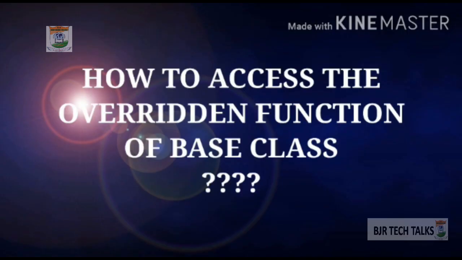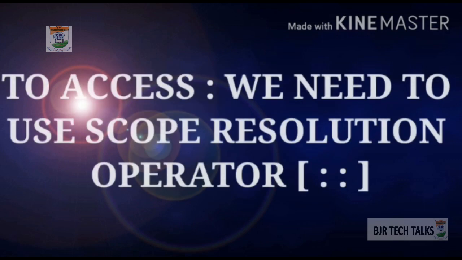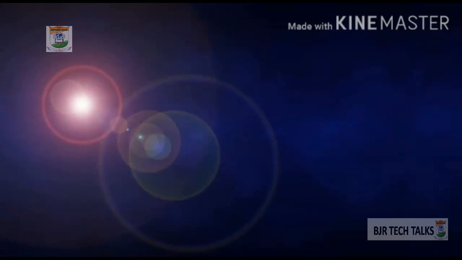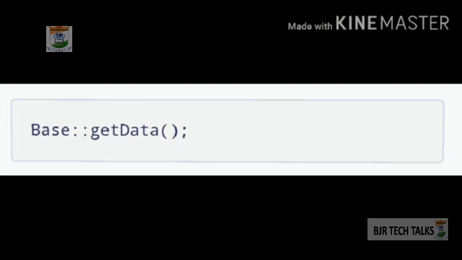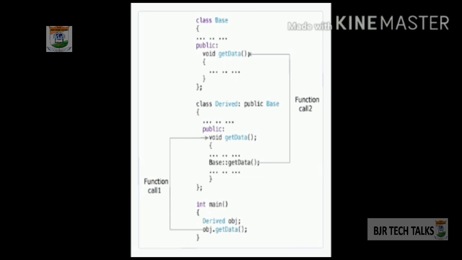Then how do we access the overridden function of the base class from the derived class? To access the overridden function of the base class from the derived class, the scope resolution operator is used. If you want to access the getData function of the base class, you can use the following statement: base, scope resolution operator, and getData function. In this way, we can access the member function getData of the base class by using the scope resolution operator.